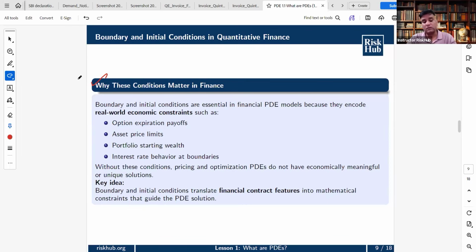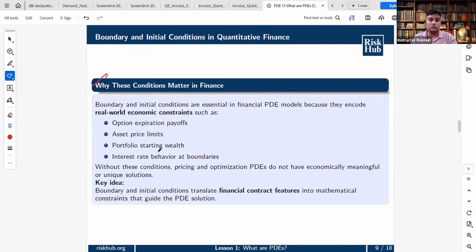The key phrase is: boundary and initial conditions translate financial contract features into mathematical constraints. This is exactly how quant finance works. Derivative contracts say pay this amount if this event happens. The PDE says, given no arbitrage and market dynamics, what should that contract be worth today? The boundary and initial conditions connect the legal or economic contract to the mathematical model.